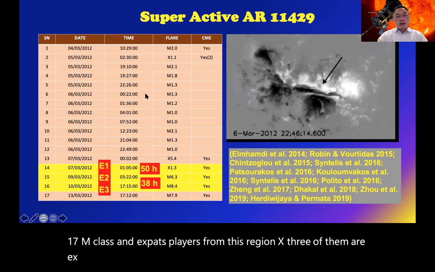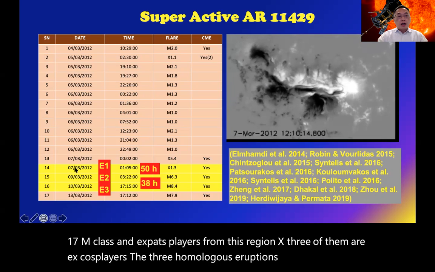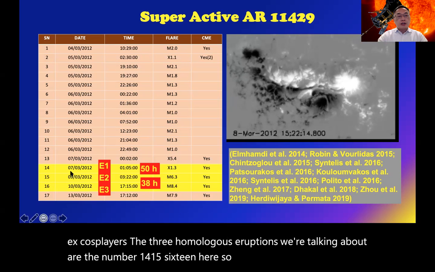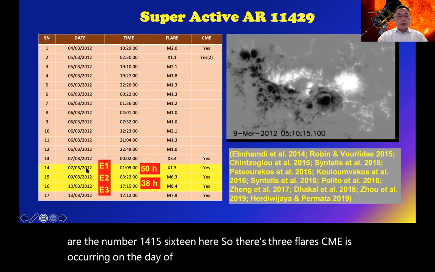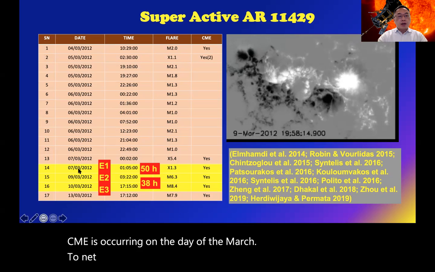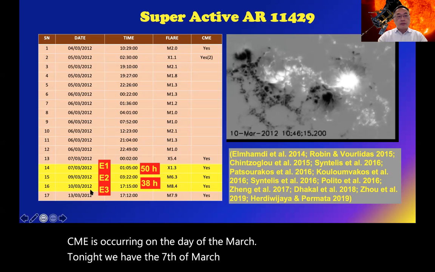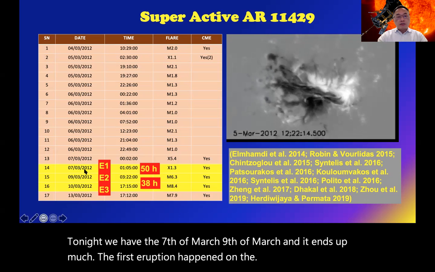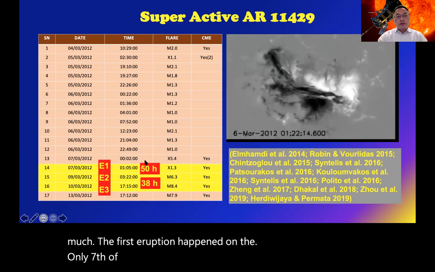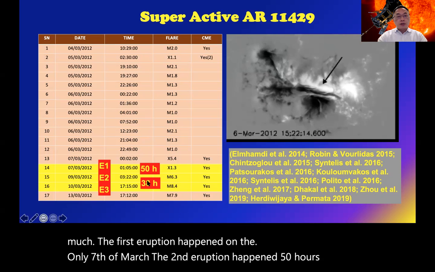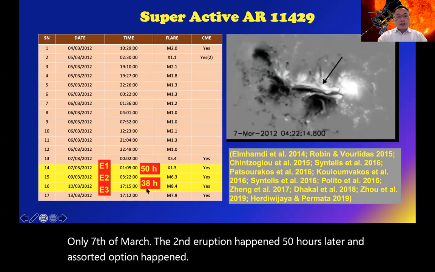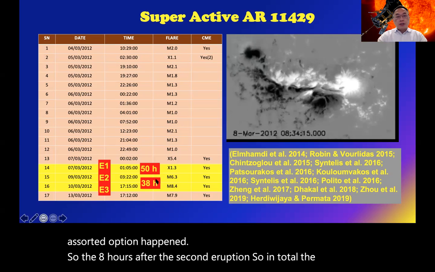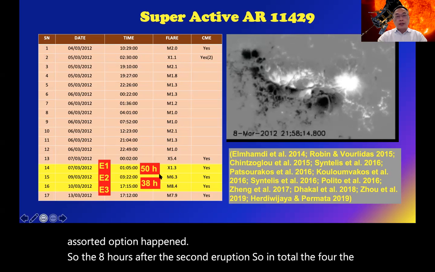The three homologous eruptions we are talking about are numbers 14, 15, 16 here. So there are three flares and CMEs occurring in March 2012, on the 7th of March, 9th of March, and the 10th of March. The first eruption happened on the 7th of March. The second eruption happened 50 hours later, and the third eruption happened 38 hours after the second eruption. So in total, the three eruptions occurred during a period of 4 days.